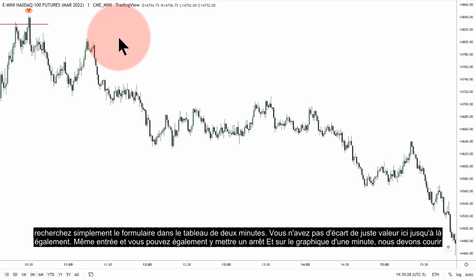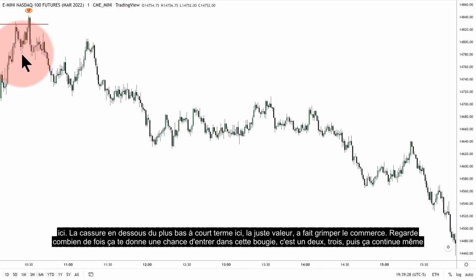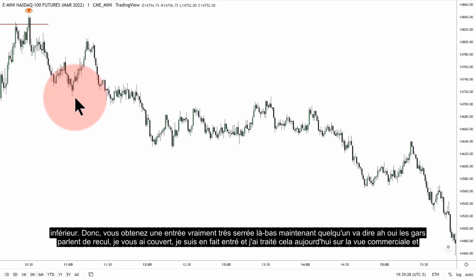And on the 1-minute chart, we have the run here, the break below the short-term low here, fair value gap, trade up into that. And look how many times it gives you a chance to get in. This candle, that's 1, 2, 3. Then it continues even lower. So you're getting a really, really tight entry there.